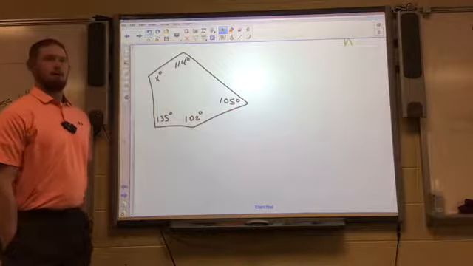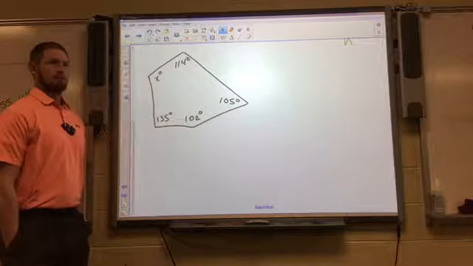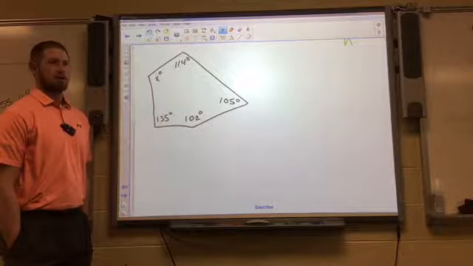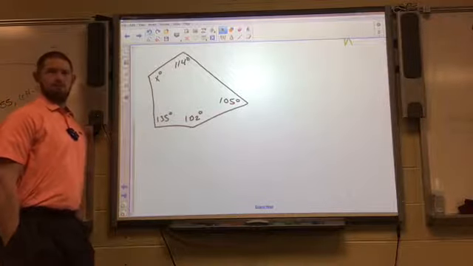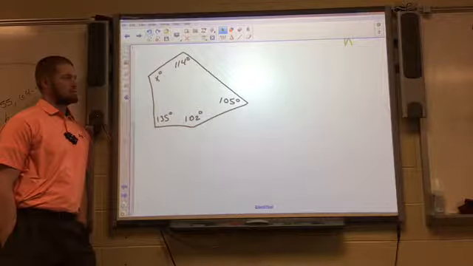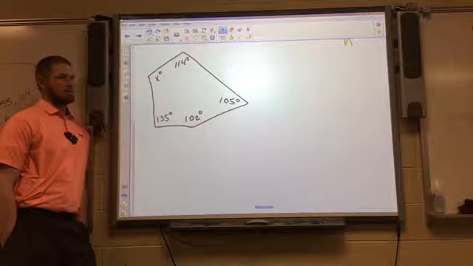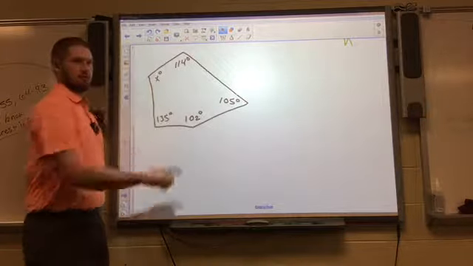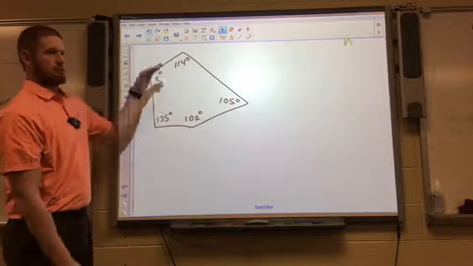Yes, because is that a convex polygon? Yes. Okay, it's a convex polygon, so I can use that. Can I use the second one? No. Why not, Taylor? It's not regular. Okay, and it's obvious it's not regular because of all these random angle measures, right? So the second theorem's out.